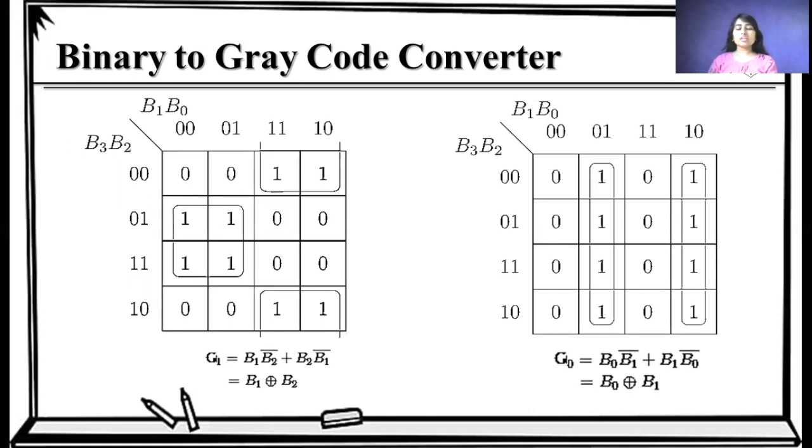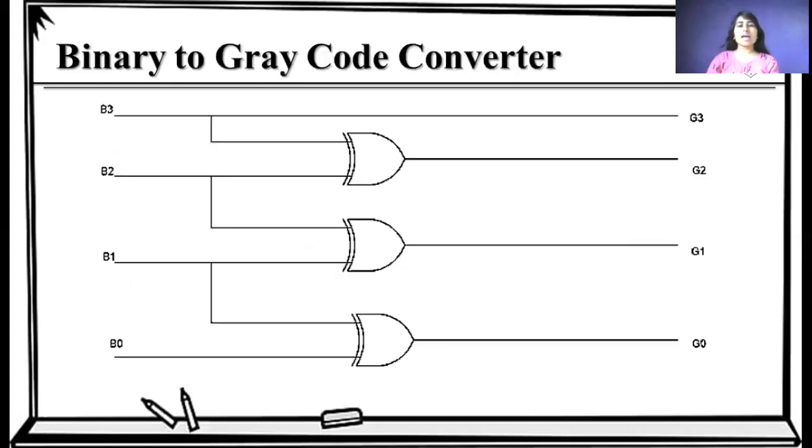So the binary to gray code converter circuit can be easily implemented. G3 equals B3, so just draw a line. Then G2 equals B3 XOR B2, then G1 equals B2 XOR B1 and G0 equals B1 XOR B0. So here we have the binary to gray code converter circuit. This is how we can convert any code into another form.